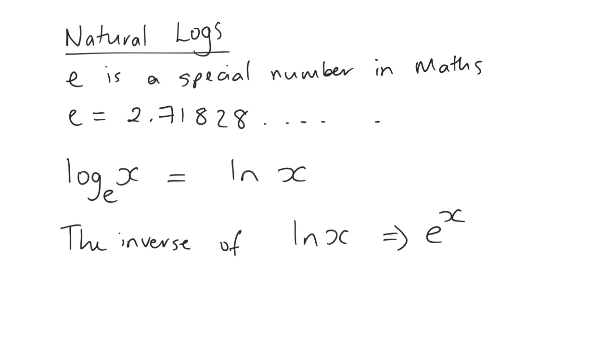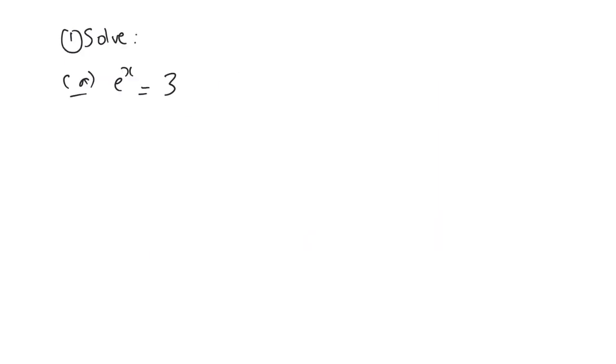Now these logs follow all the same rules as logs to the base 10, logs to the base 2, anything like that. It's just a special base now, and you'll see it written as ln x, the same way as log 10 is seen as special and is written as log. Log to the base e is written as ln x, and again, all the same rules apply. So you'll get all the same type of questions.